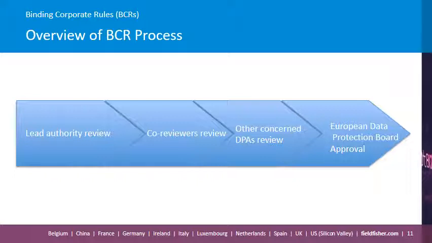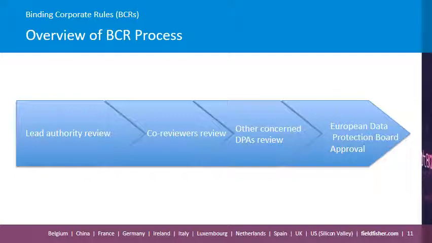So, just to give you a bit of an overview of what that scrutiny looks like. Well, you start with your lead authority that will review your BCR. So this is the authority that's going to be sort of overseeing your BCRs. And once the lead authority has reviewed and approved your BCR, which may take a few rounds of comments and back and forth with the lead authority, it would then go to co-reviewers. So these are a couple of other countries which are key countries for you and your BCR that will review in detail and comment on your BCR, and you then address those comments.